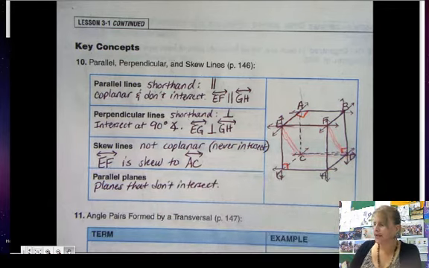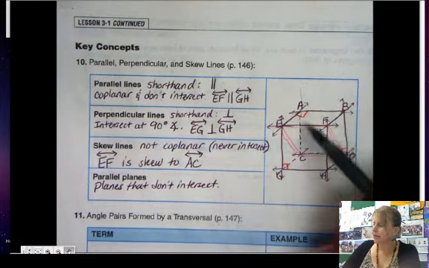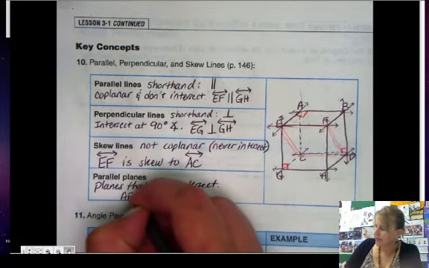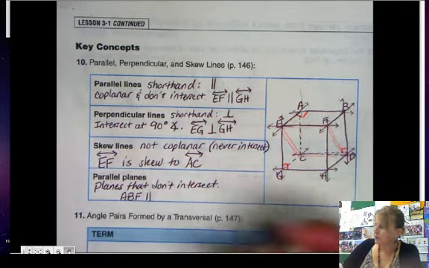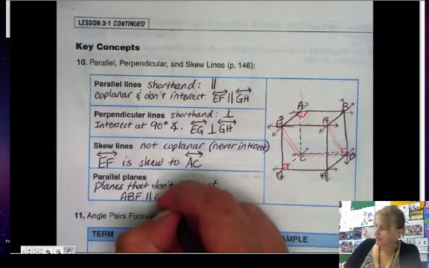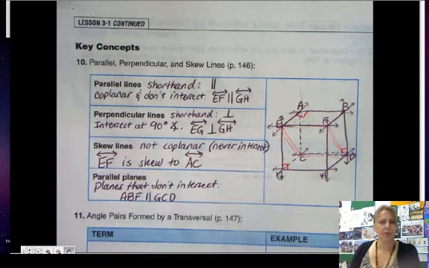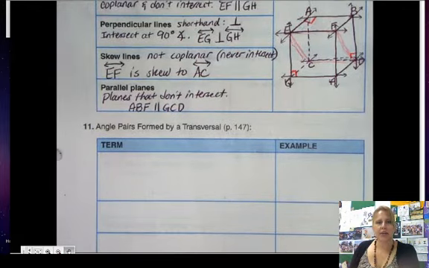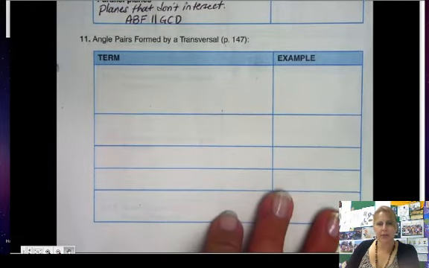Okay, so for example, parallel planes would be like plane ABF, which is this top plane. So ABF is parallel to GCD, this bottom plane. Okay, so those two are planes that don't intersect. All right, next section is angle pairs formed by a transversal.